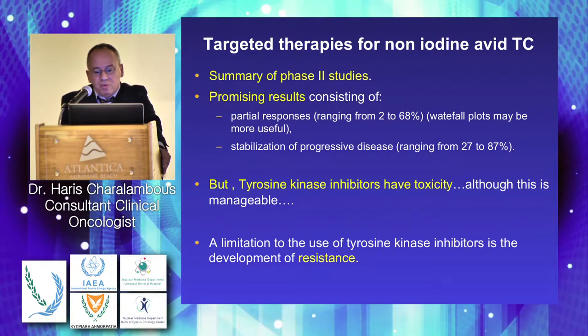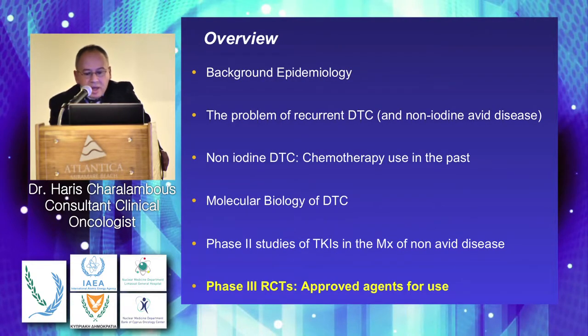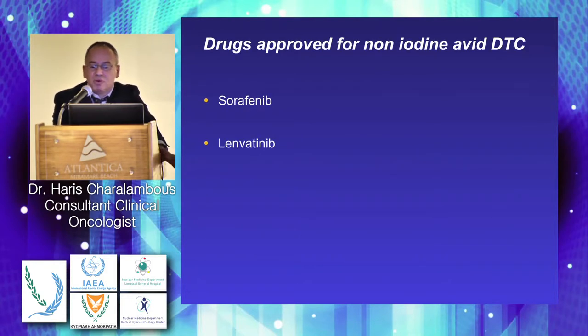So what we've learned from the phase 2 studies is that there are promising results, partial response, stabilization of disease. There is toxicity, which I've not discussed in great detail, and in every patient, you'll expect to get resistance in about a year and a year and a half. So the phase 3 studies, we've just gone through them, so I'm not going to spend more than a couple of minutes. We've got two drugs approved, sorafenib and lenvatinib, and that was the answer also to the MCQ. So 100% of you can get it right now.